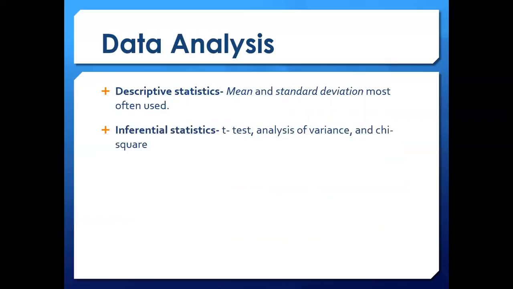The inferential statistics that are used are the t-test, the analysis of variance, and the chi-square. The t-test is used to determine whether the scores of two groups are significantly different from one another. So if you're just looking at two groups, that's what you're going to use. If you're looking at three or more groups, you're going to look at the analysis of variance. Your analysis of variance is used to test for significant differences among the scores for three or more groups.